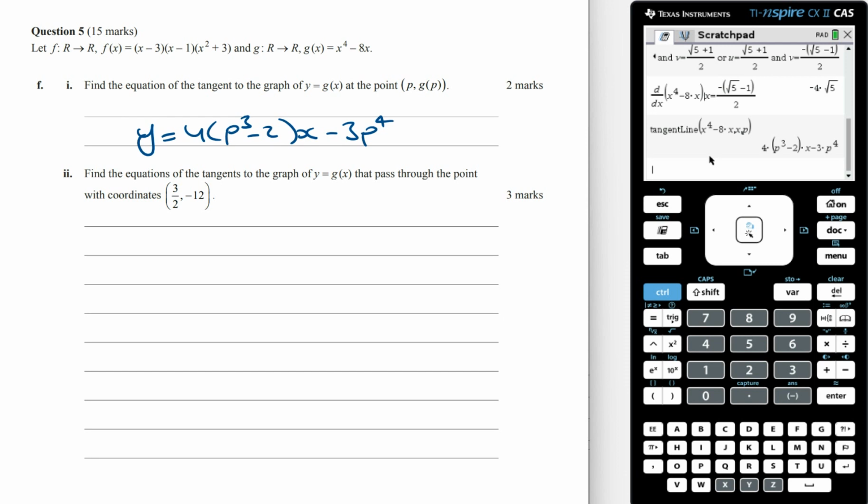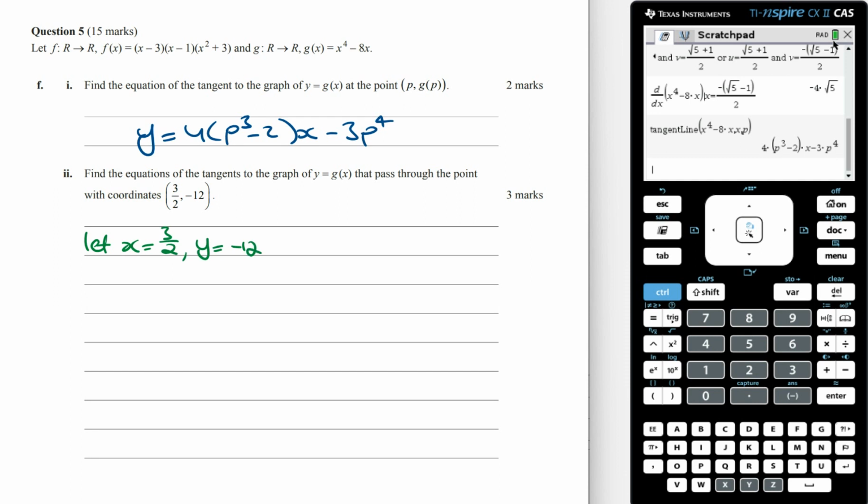Part 2. Find the equations of the tangents to the graph of y equals g of x that pass through the point with coordinates 3 on 2, minus 12. We just worked out the equation of the tangent line to the graph of g of x at some point P. If the tangent line passes through the point 3 on 2, minus 12, then this means that on this tangent line, when x is equal to 3 on 2, then y is going to equal minus 12.